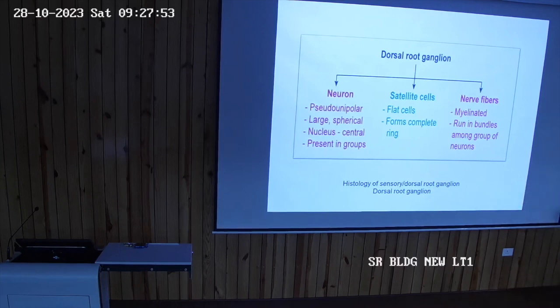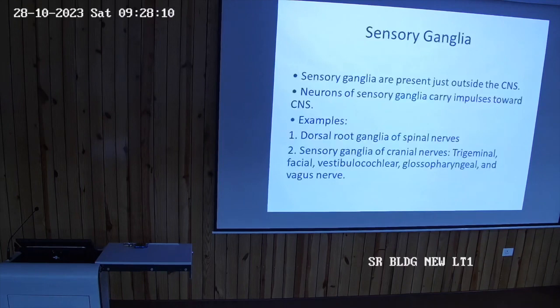which surround the rounded cell bodies of dorsal root ganglion. Yes, and these are present in a uniform pattern in groups, and then they are surrounded by the axons, white fibers. The best example for this sensory ganglion is dorsal root ganglion, and sensory ganglia of cranial nerves like trigeminal, vestibulocochlear and glossopharyngeal nerve. These are some of the examples of sensory ganglion.